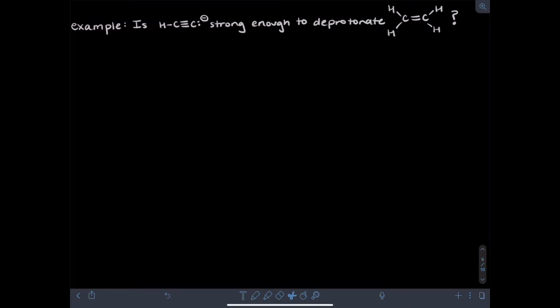Another way a question could be phrased is, for example, is the following base with a carbon with a triple bond and a negative charge strong enough to deprotonate an alkene? You want to begin by drawing your equilibrium. The base and the acid you're given are your reactants, and then you're going to draw your curved arrow mechanism and draw the products.